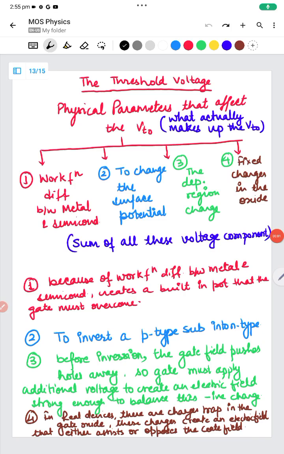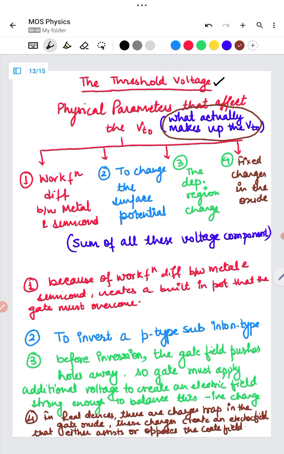In this lecture, we are going to discuss the threshold voltage of the MOSFET. So, what actually makes up the VT0? This is very important. The different physical parameters contribute to the VT naught. So what are the different physical parameters?